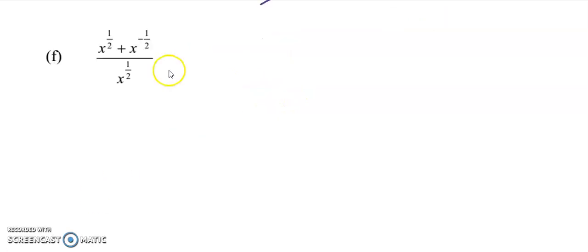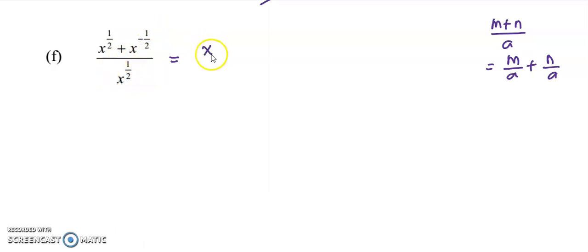For this question, I prefer to separate them into two terms. Okay, so you must know that m plus n divided by a can always be written as m over a plus n over a. So as if this is your m, this is your n, and this is your a. I'm going to write them in this form, which consists of two terms, which is x power of 1 over 2 over x power of 1 over 2 plus the other term, the second term, x power of negative 1 over 2 divided by x power of 1 over 2.